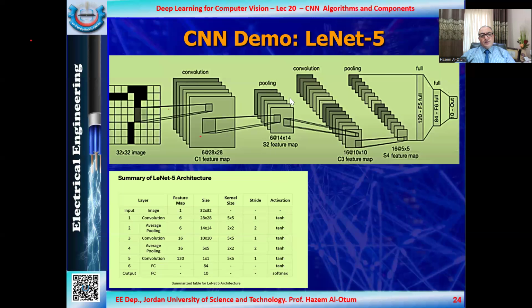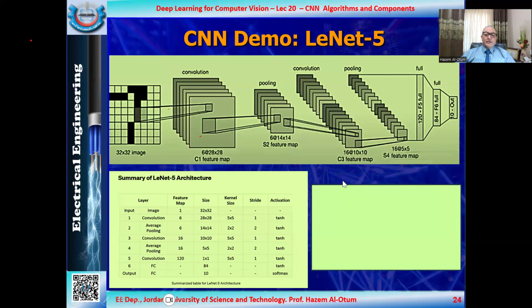Here, this is the same image, and here we have some information about the layers. We have 6 layers. Here we have the feature map sizes and the size of the inputs. Here the kernel size, the stride, and the activation used, in this case tanh, and we used the softmax as a final stage in this LeNet system.